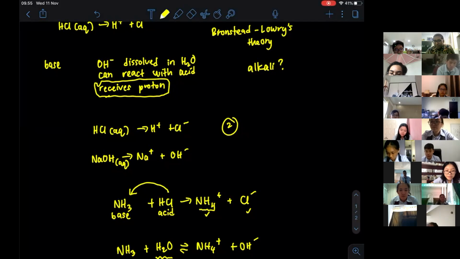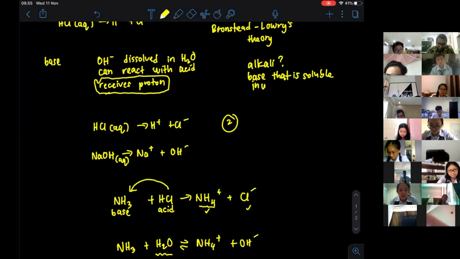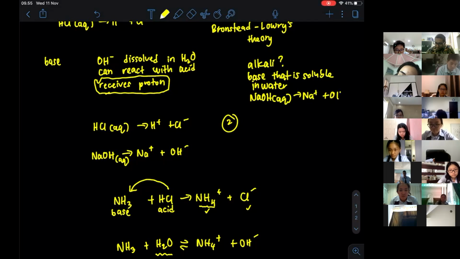It's like a base, but soluble in water. Yes, an alkali is a base that is soluble in water. An example of alkali is sodium hydroxide. When you add water, they give you Na+ and OH-. They are soluble. So any base that is soluble in water is called alkali.